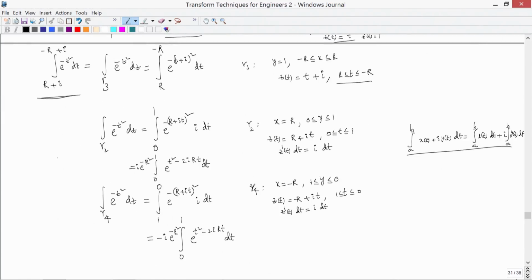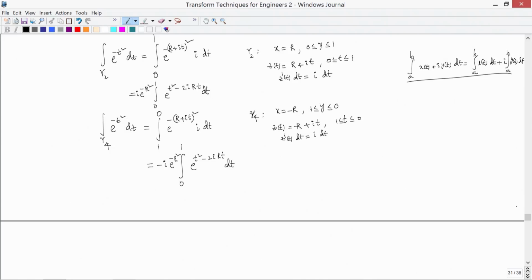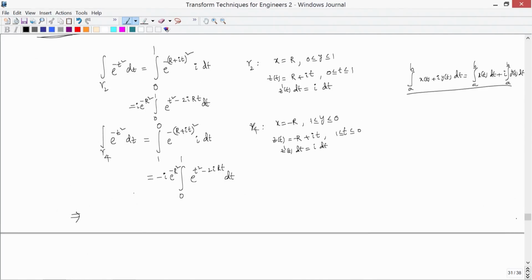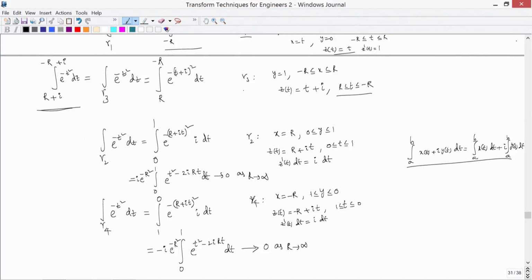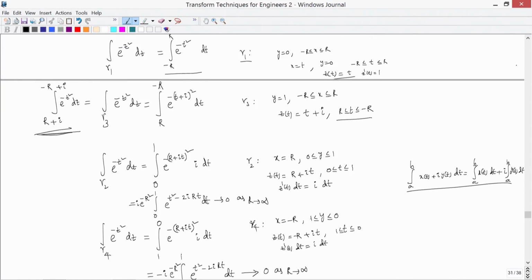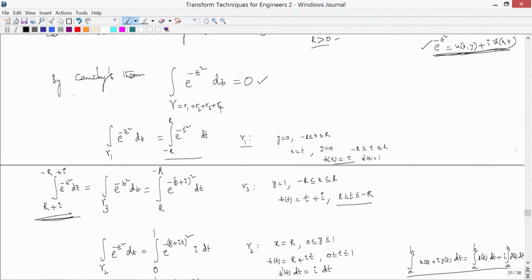Once you combine it, because of the Cauchy theorem, as r goes to infinity this goes to 0, and this also goes to 0. And what is left here? This goes to what you want: as r goes to infinity, the integral from minus infinity plus i to infinity plus i of e to the power minus z squared dz. But this one is the integral from minus infinity to infinity of e to the power minus t squared dt.